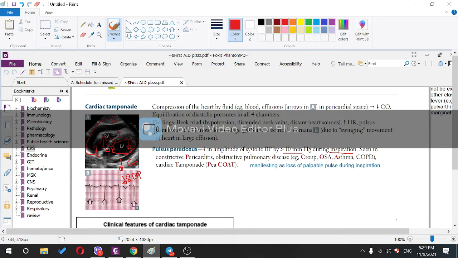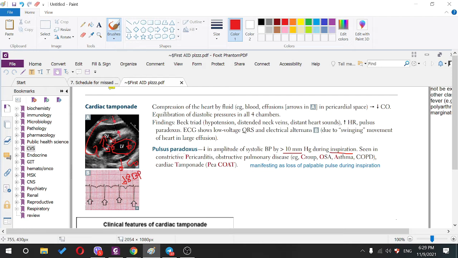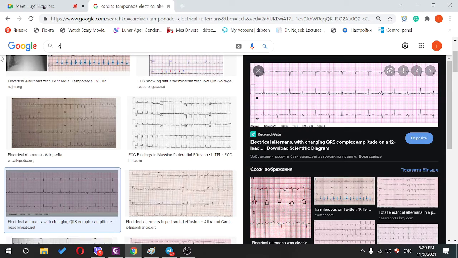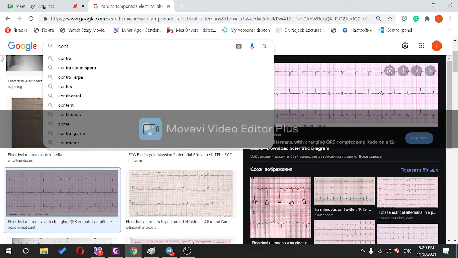It's seen in multiple causes. One of them is the tamponade, but there are other causes, including constrictive pericarditis. Before speaking about constrictive pericarditis, I would like to show it to you.